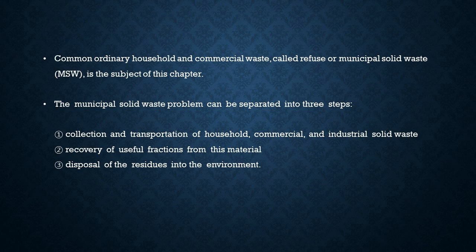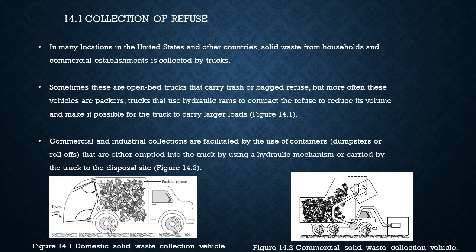The municipal solid waste problem can be separated into three steps: collection and transportation of household, commercial, and industrial solid waste, recovery of useful fractions from this material, and disposal of the residues into the environment. In many locations in the United States and other countries, solid waste from households and commercial establishments is collected by trucks. Sometimes these are open-bed trucks that carry trash or bagged refuse, but more often these vehicles are packer trucks that use hydraulic rams to compact the refuse to reduce its volume and make it possible for the truck to carry larger loads. Figure 14.1.